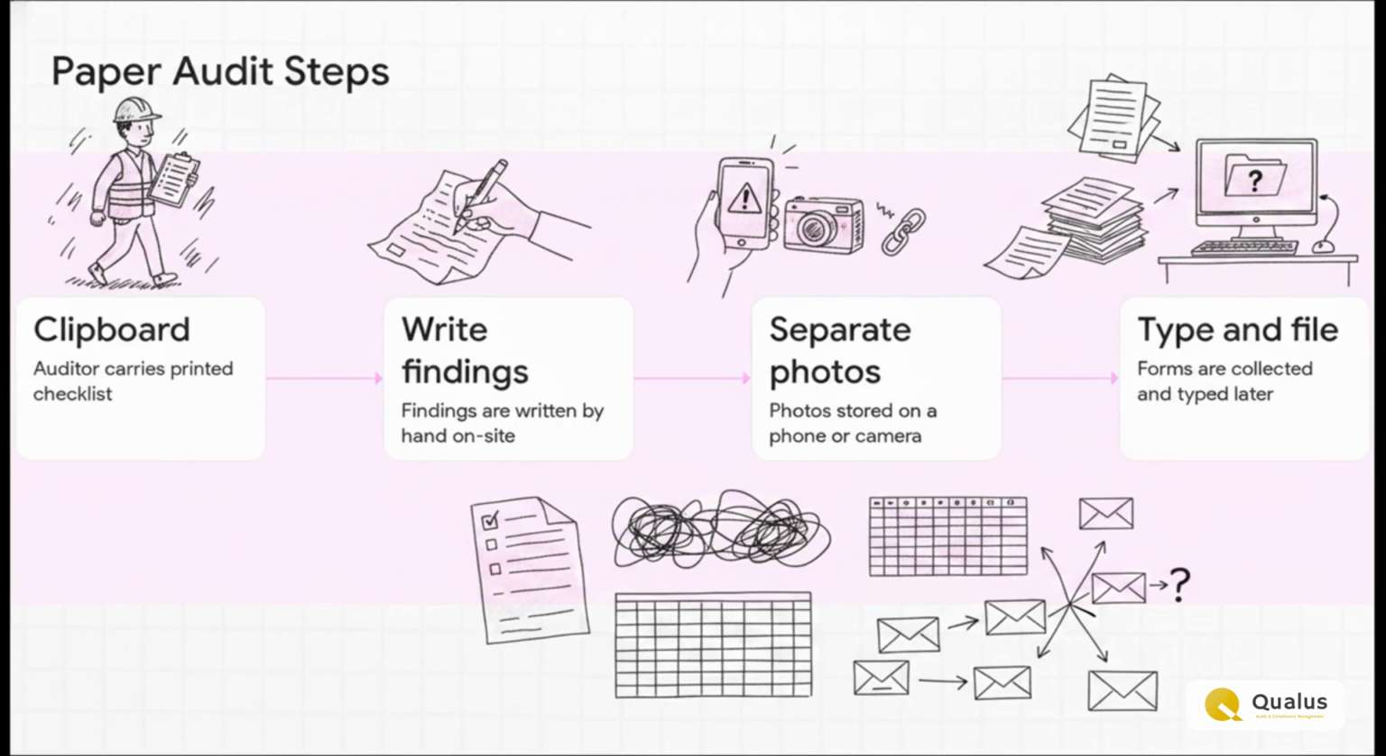Finally, they head back to a desk, collect all those physical forms, type everything up into a computer, try to match the photos to the right files, and store it. Oh, and if there are corrective actions, those usually get tracked in messy, disconnected email threads or some static spreadsheet. It is clunky, it's a multi-stage headache, and honestly, it leaves so much room for human error.